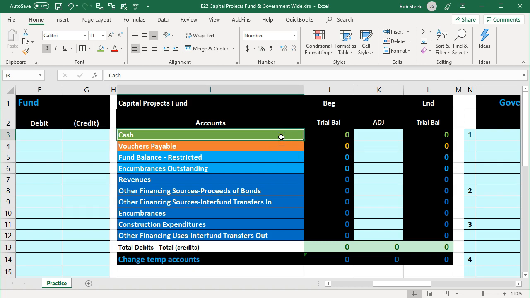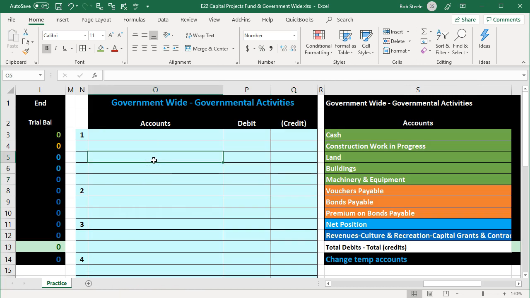Trial balance in order, of course: assets in green, liabilities in orange, and then what would be equivalent to the equity accounts in a for-profit organization, those being in the light blue, and then what would be the income statement accounts in a for-profit type of organization, the temporary accounts, those that would close out to the equity section, in dark blue. Then in the government-wide activities, we have similar information.